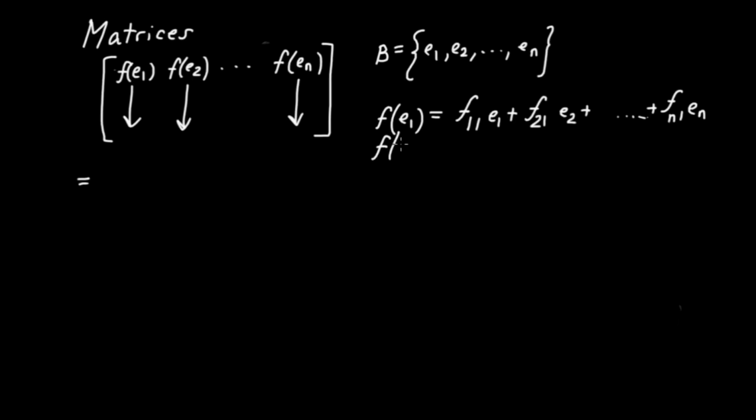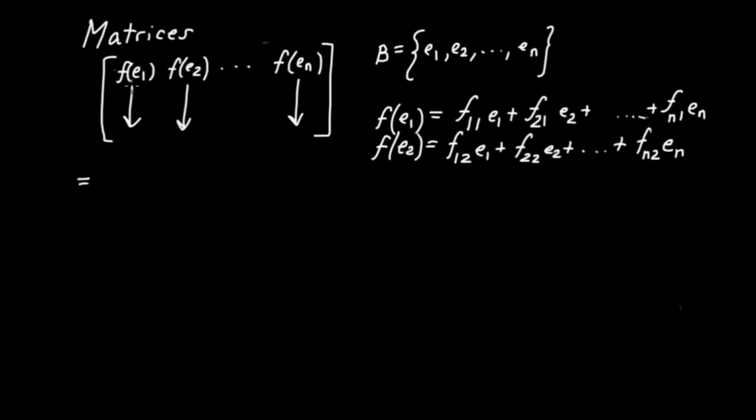And just to gain some familiarity with the notation, f of E2 would be the first component of f of E2 times E1, plus the second component of f of E2, so 2,2, times E2, dot, dot, dot, plus the nth component of E2 times En. So that's how I'm going to notate each one of those expansions in the basis B.